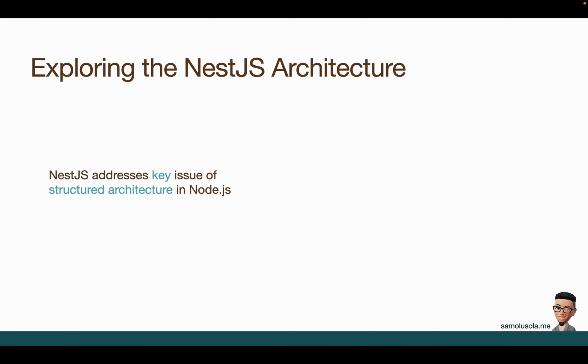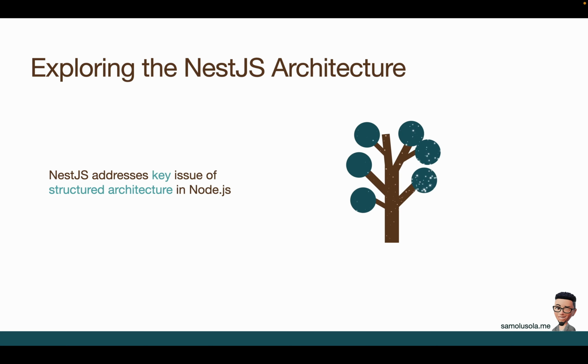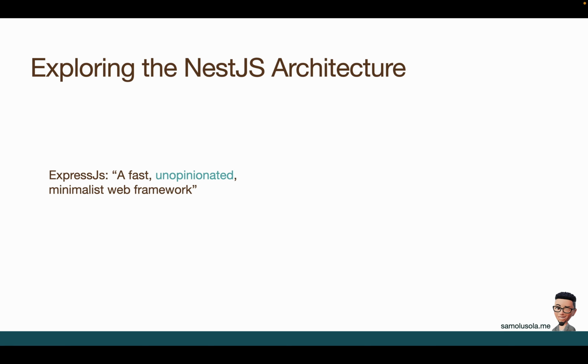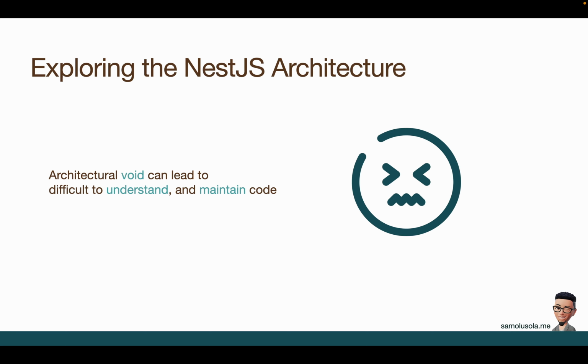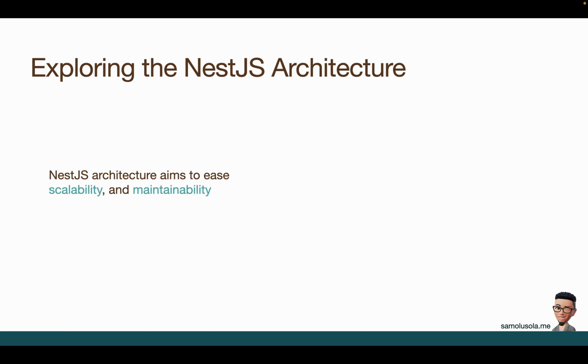Nest addresses one of the key issues in building Node.js applications, which is the absence of a structured architecture. The most popular way to build Node.js applications currently is by using Express, and Express.js prides itself as a fast, unopinionated, minimalist web framework. This means that it gives teams freedom to choose the architecture of their project. This can lead to an architectural void, and this architectural void can lead to code that is difficult to understand and difficult to maintain because different teams might have different ideas on how to structure their project. What NestJS tries to do is to introduce an architecture that aims to ease scalability and maintainability.